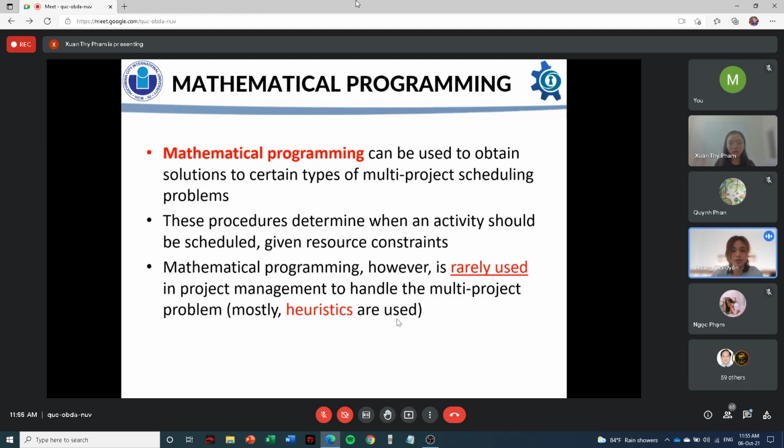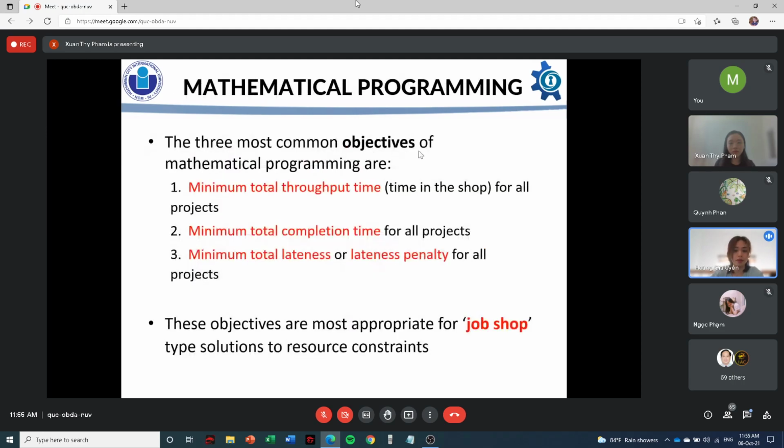Mostly heuristics are used. The three most common objectives of mathematical programming are minimum total throughput time, minimum total completion time, and minimum total lateness or lateness penalty for projects. These objectives are most appropriate for job-shop type solutions to resource constraints.